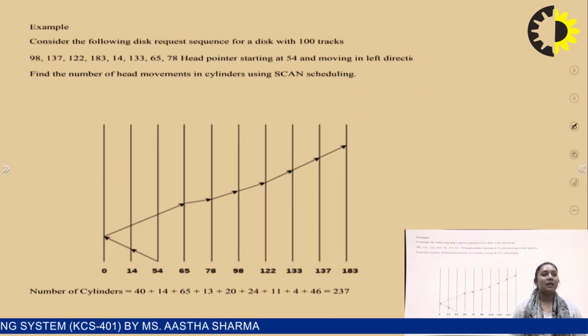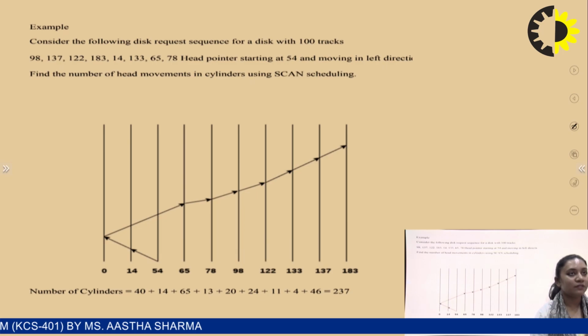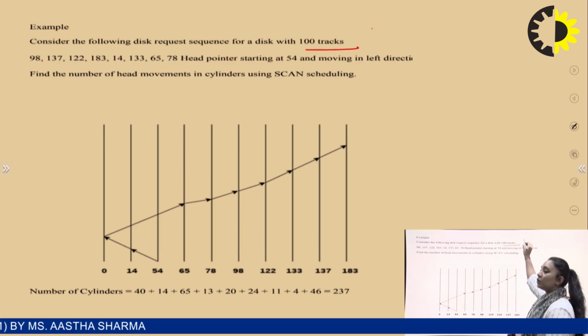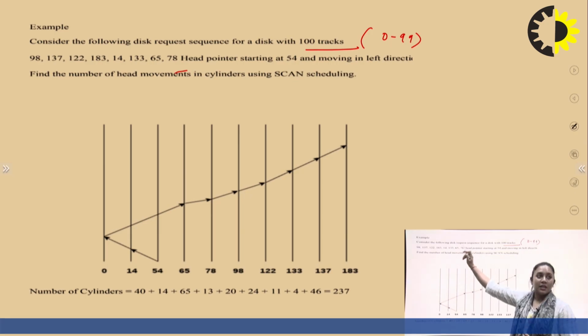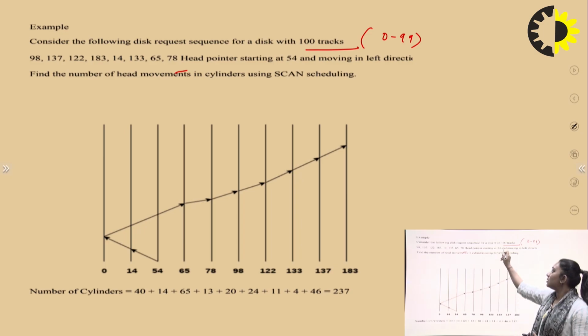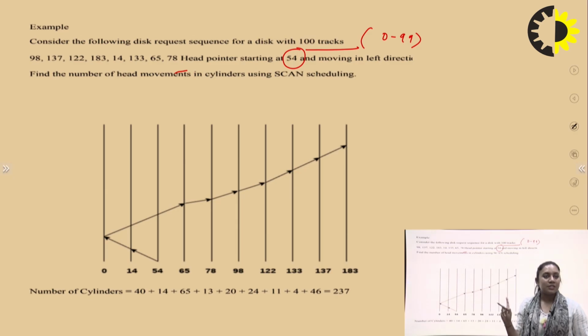As you can see, we have the number of tracks, which ranges over 100 tracks, 0 to 99, right? After that, a few elements are present. Next, the starting point is 54, and as mentioned in the question, you need to move in the left direction. So at 54 we start moving.